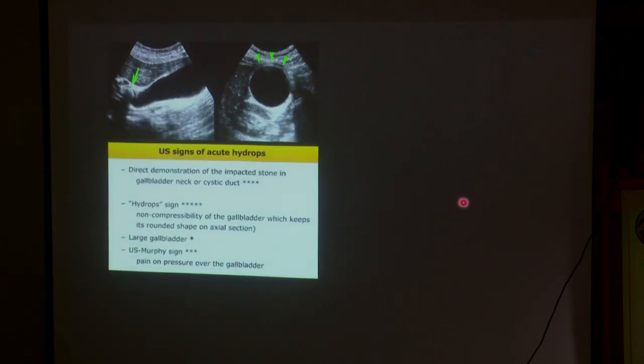Signs of acute hydrops on ultrasound are direct demonstration of the impacted stone in the gallbladder neck or cystic duct with the hydrops sign, that is, non-compressibility of the gallbladder, which keeps its rounded shape on axial section.